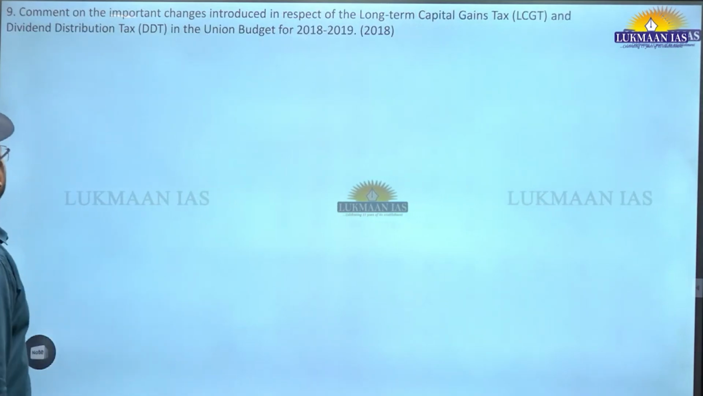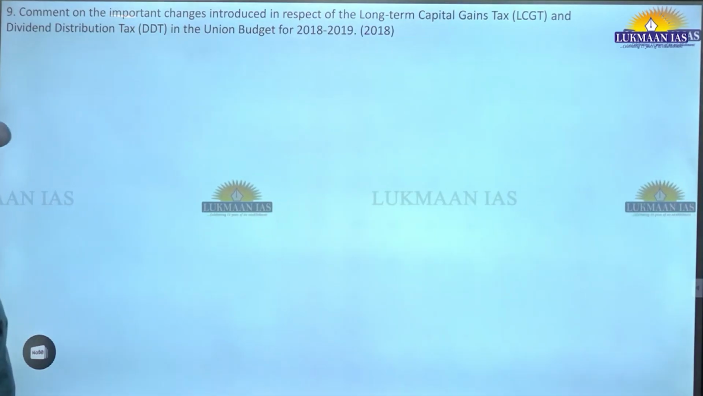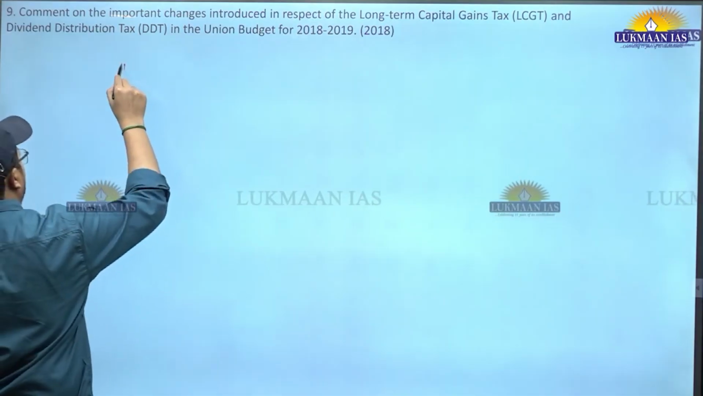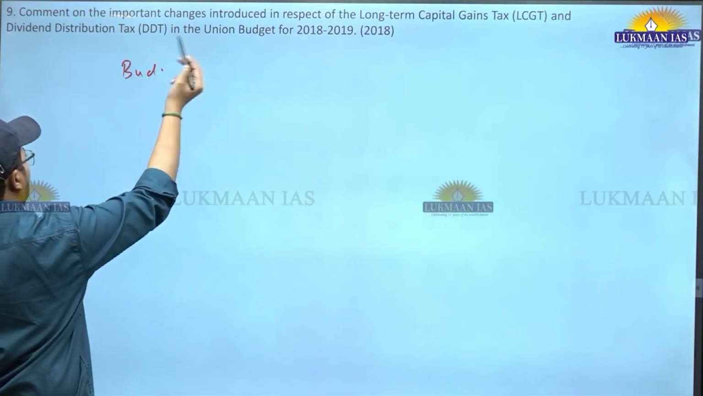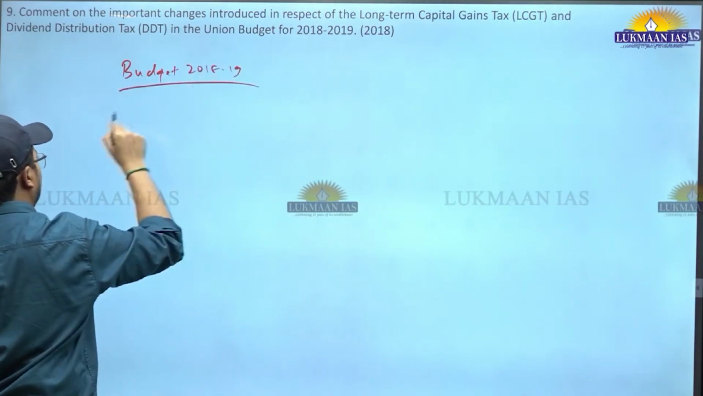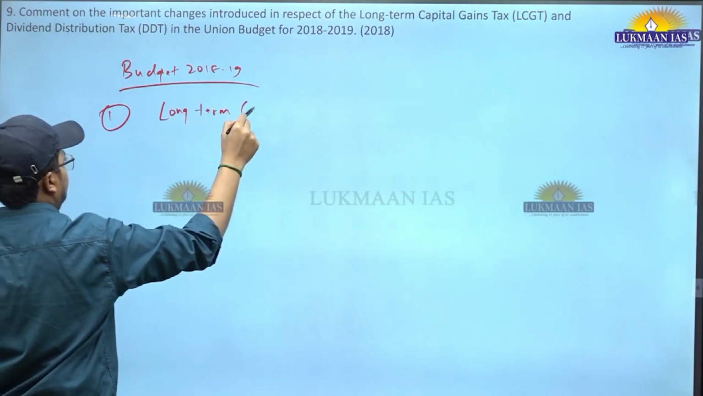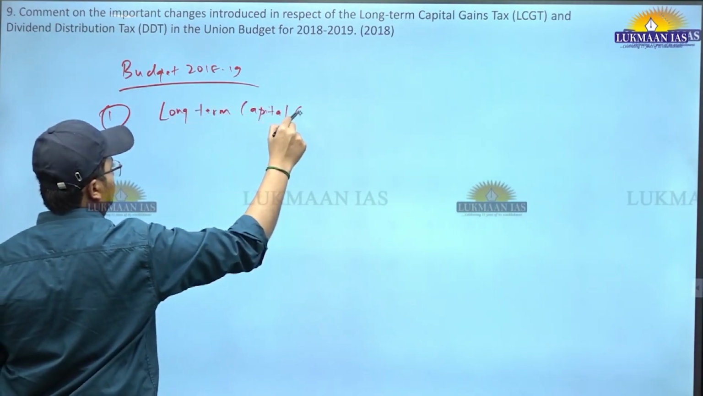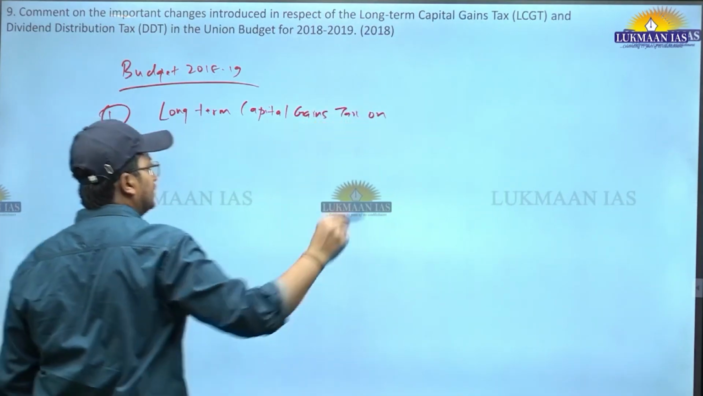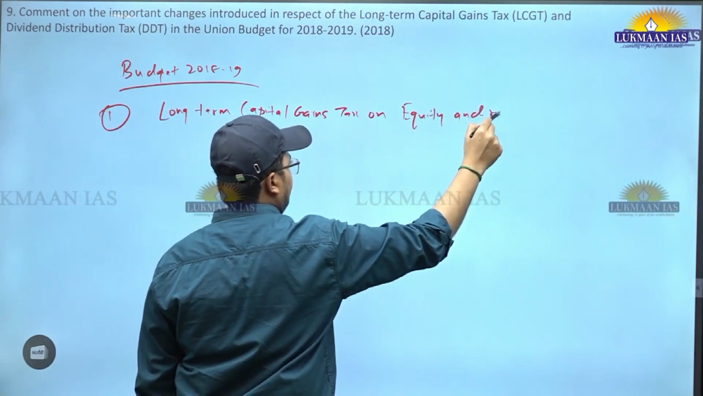Ninth question, comment on the important changes introduced in respect of the long term capital gains tax and dividend distribution tax in the union budget 2018-19. So in budget 2018-19, two things were created. First, long term capital gains tax on equity and related financial products.